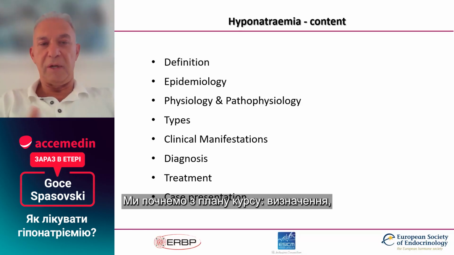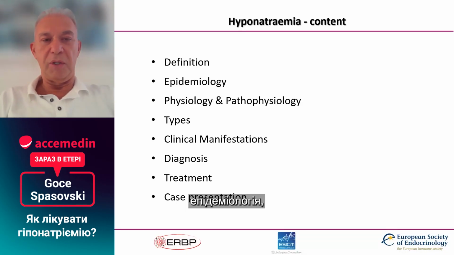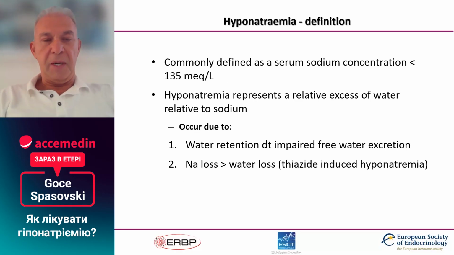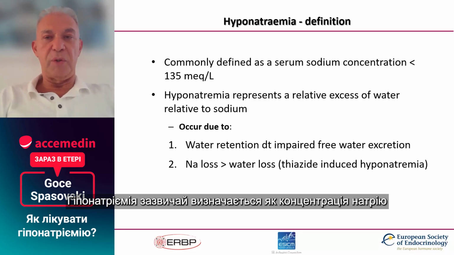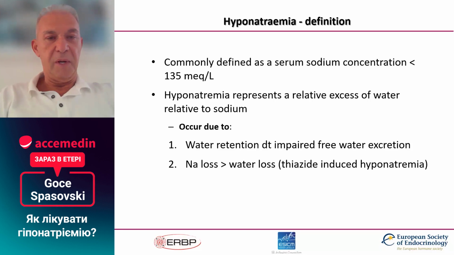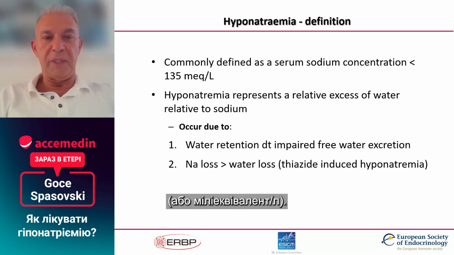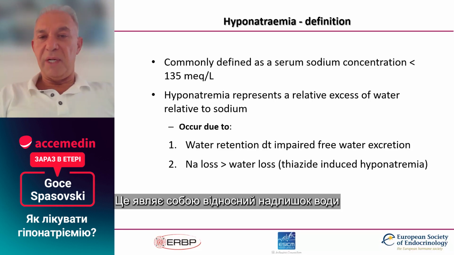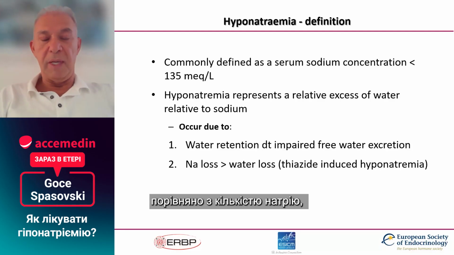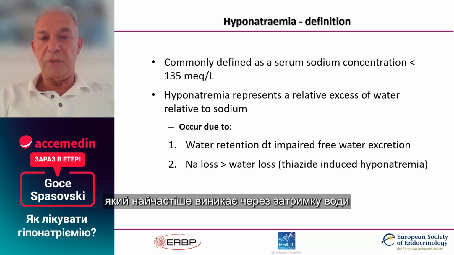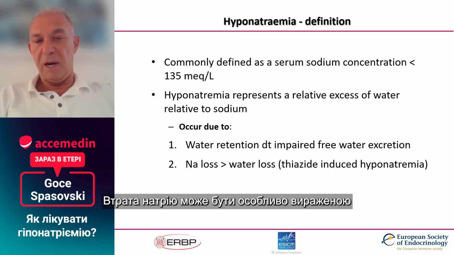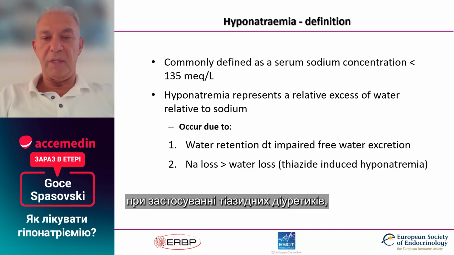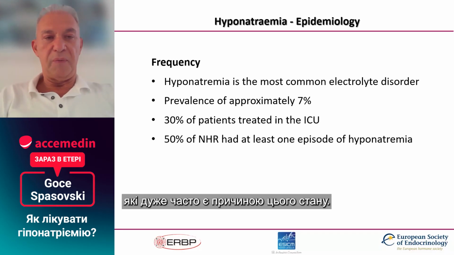So we will start with the content: definition, epidemiology, something about the physiology, types, clinical manifestations, etc., and then the treatment. So, definition. It is commonly defined as a serum sodium concentration below 135 milliequivalents or millimoles per liter. It represents a relative excess of water relative to sodium and mainly occurs due to water retention or sodium loss, which may be higher when we use thiazide diuretics, and it is induced by them very frequently.